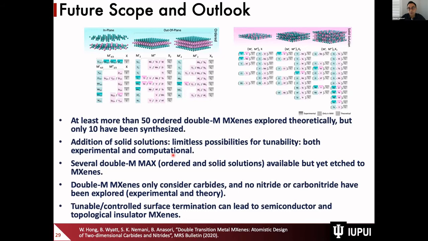There are several double M in the MX form that I marked with the horizontal stripes that are yet to be etched to MXene. And in all these talks that I mentioned, the only focus was on carbon. Nitride phases, carbon nitride, they're open areas for exploration for this double transition metal. And with the tunable surface termination, we can go from metallic to semiconductive or even insulating, topological insulating phases that we can explore from this large family.